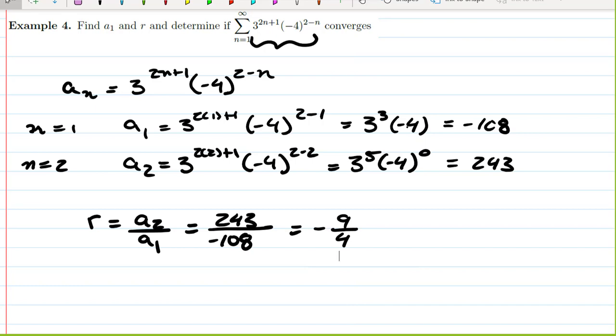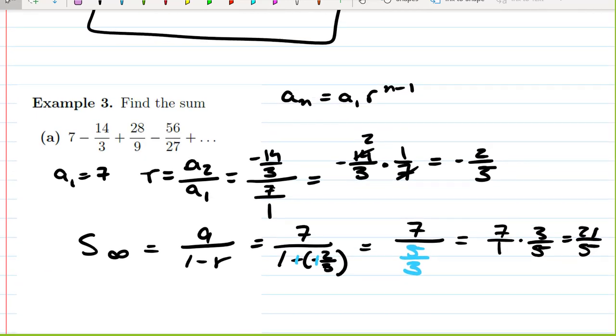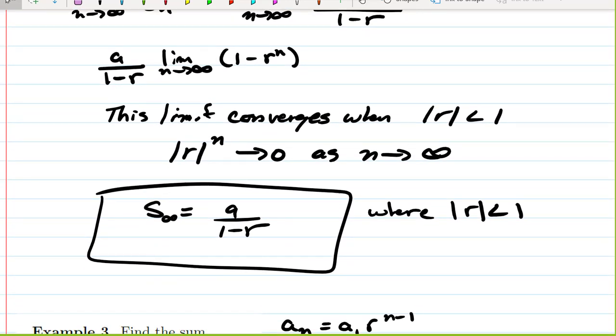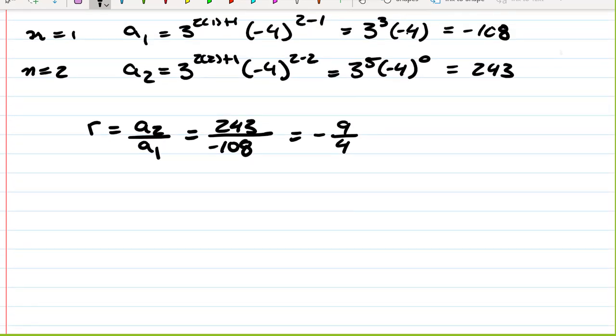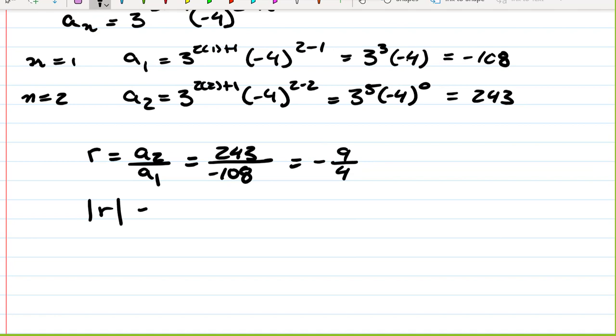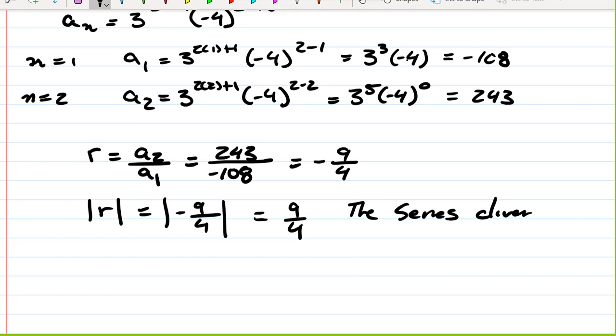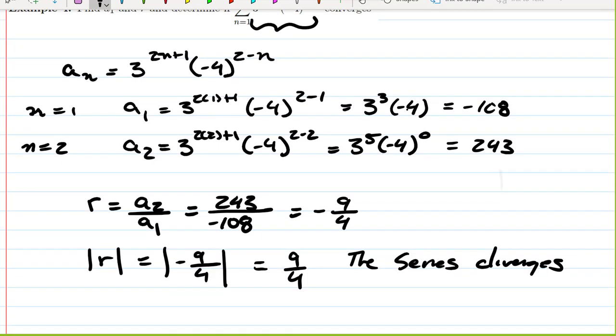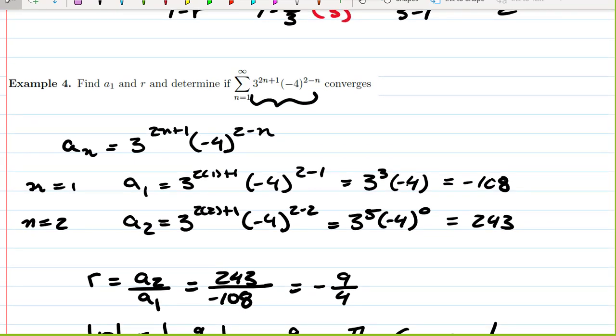So then, at this point, I notice that we have negative 9 over 4, and we know that for our series to converge, it converges only if the absolute value of r is less than 1. Well, the absolute value of r is equal to the absolute value of negative 9 over 4, which is 9/4. So the series diverges. And that will give us that it diverges.